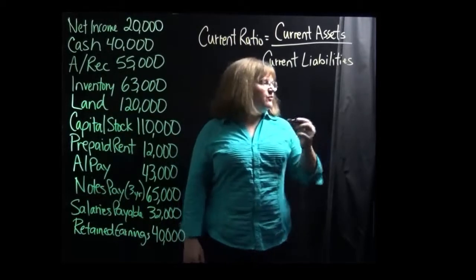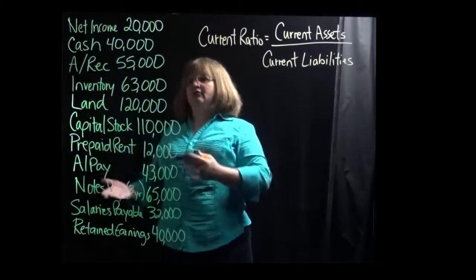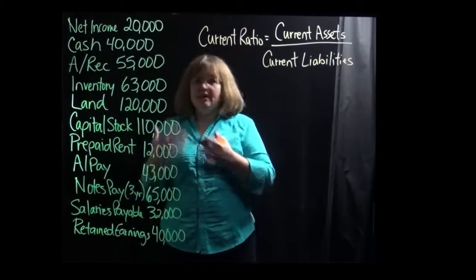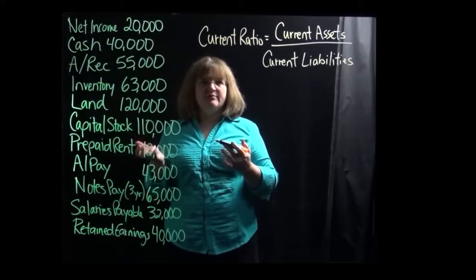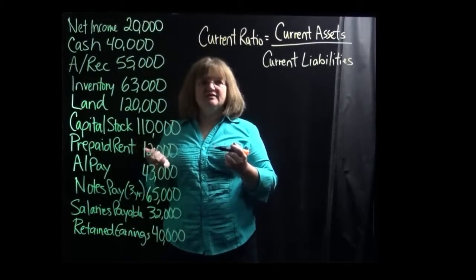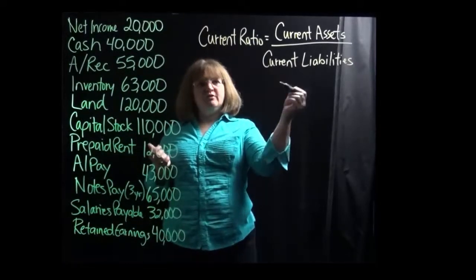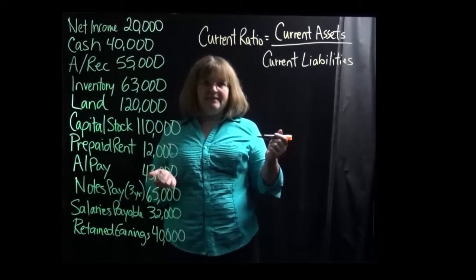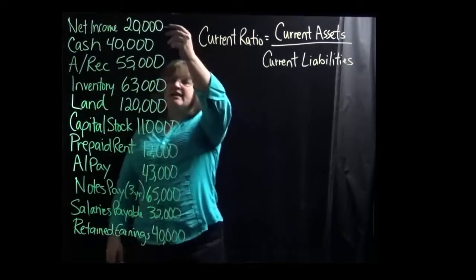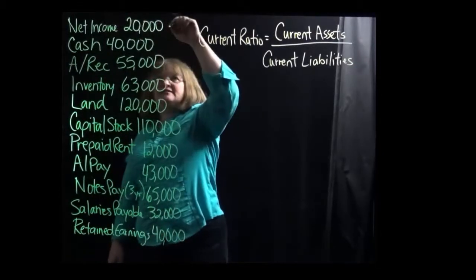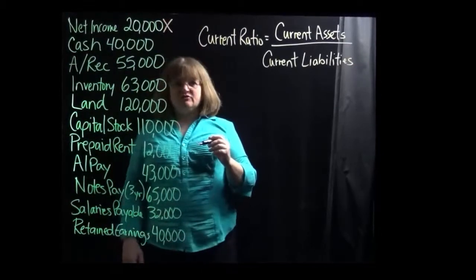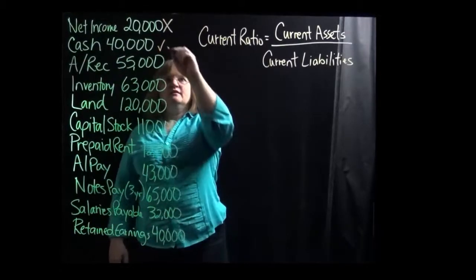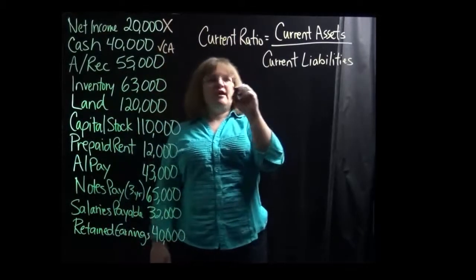So in this case, what we need to do is figure out which of these accounts represent current assets and which of them represent current liabilities and which of them are irrelevant to this problem because they're not either one of those things. And if they're a current asset, we're going to include them in the numerator, and if they're a current liability, we're going to include them in the denominator. So first of all, net income, that is not a current asset nor a current liability, so we're not going to include that. Cash is a current asset.